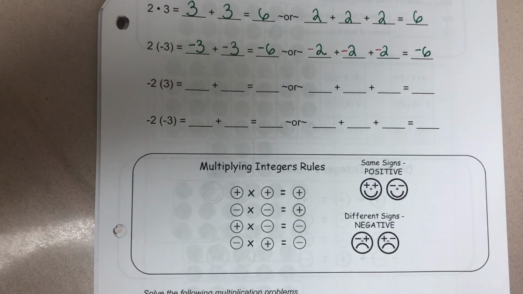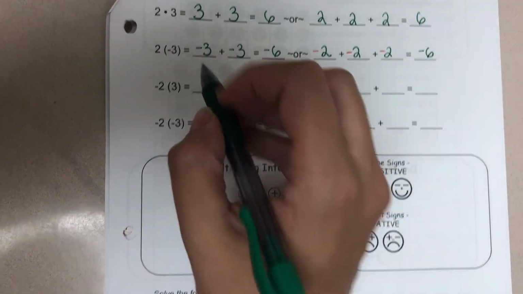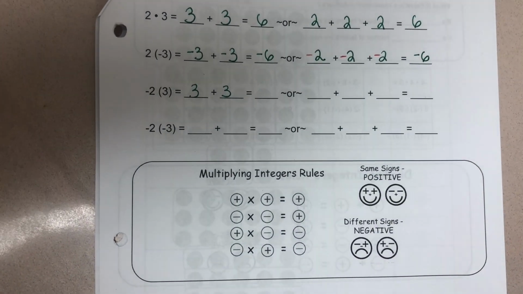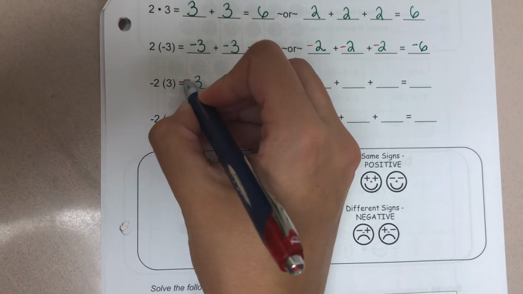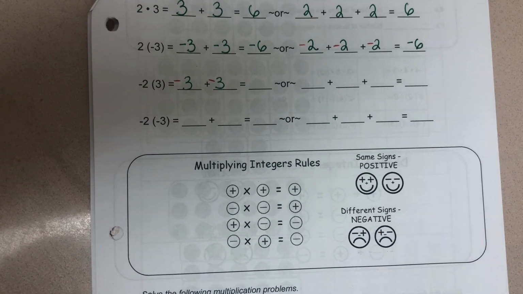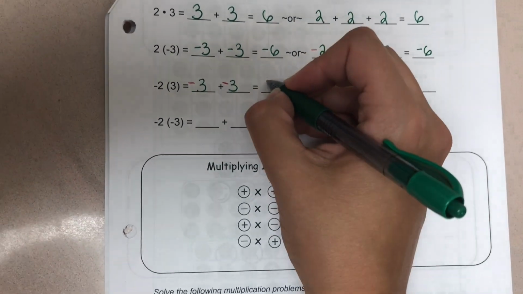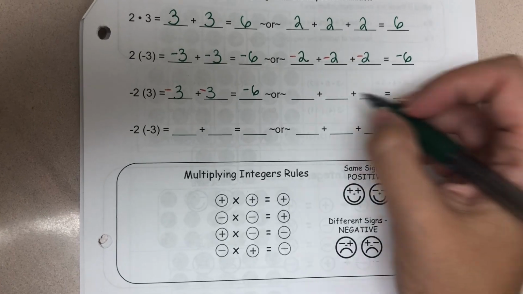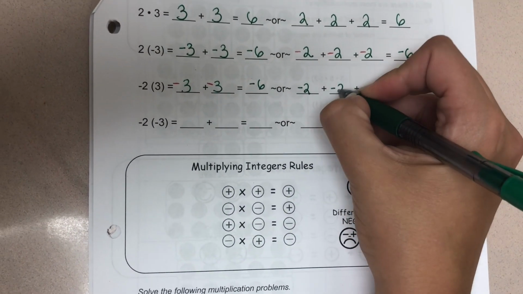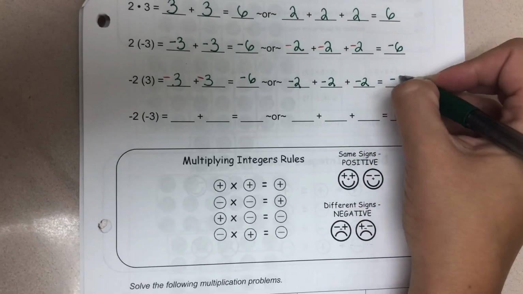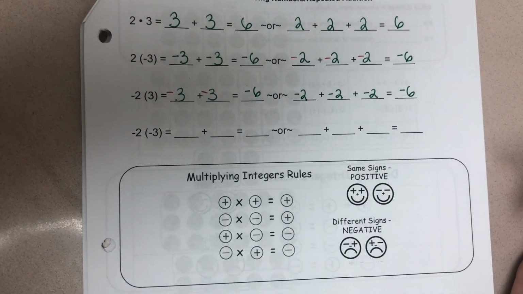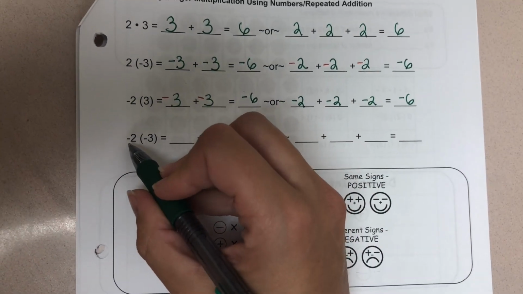Okay, now for this one, it's not just 3 2 times, it's 3 negative 2 times. So if I'm thinking of those negatives, I'm going to invert my groups. So these positives have now become negative. So negative 3 plus negative 3 is negative 6. Or, logically, we've got 3 groups of negative 2's, giving us negative 6.